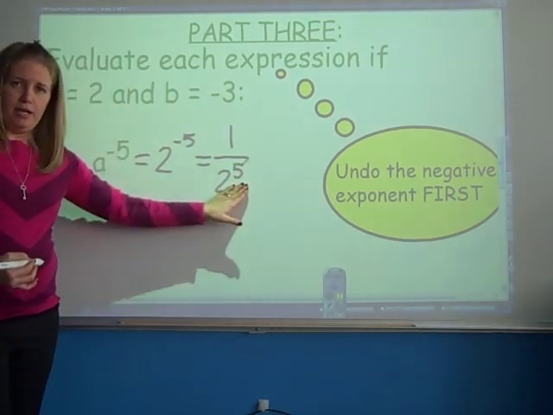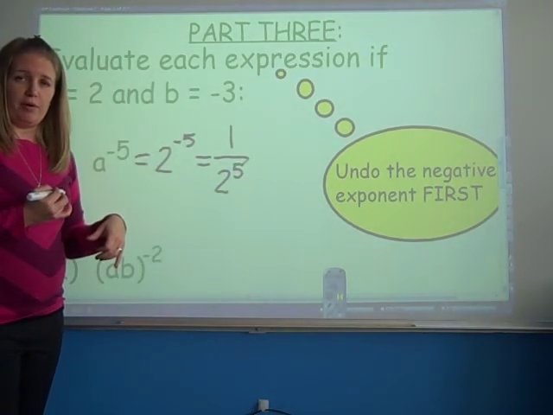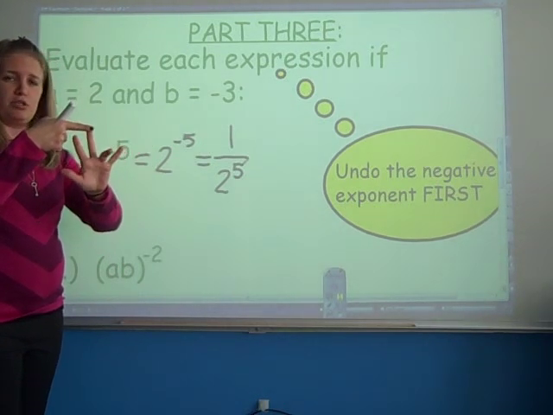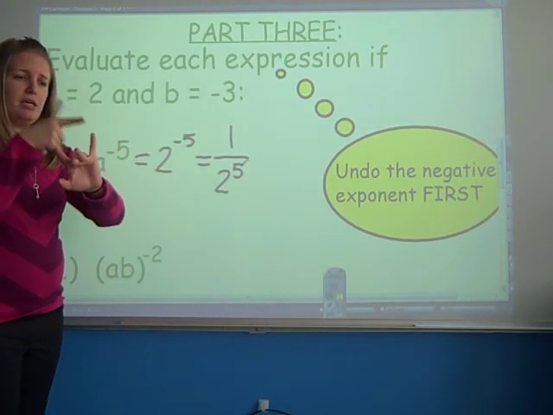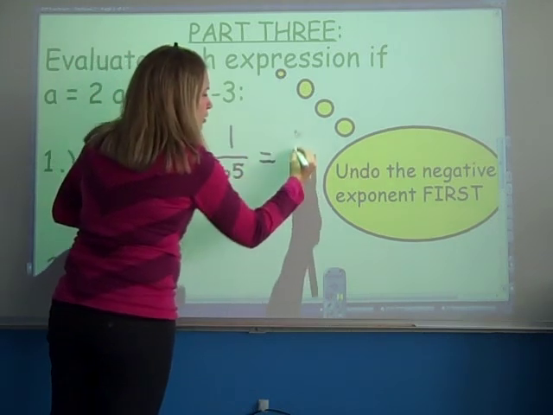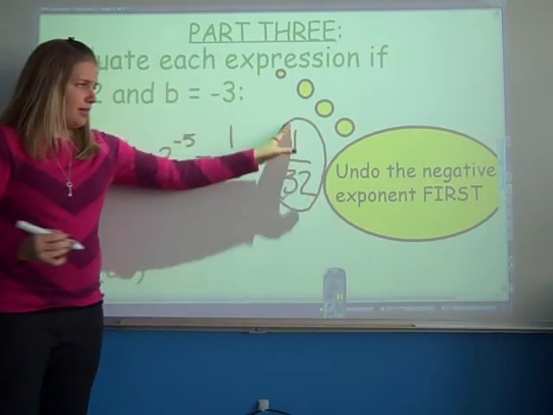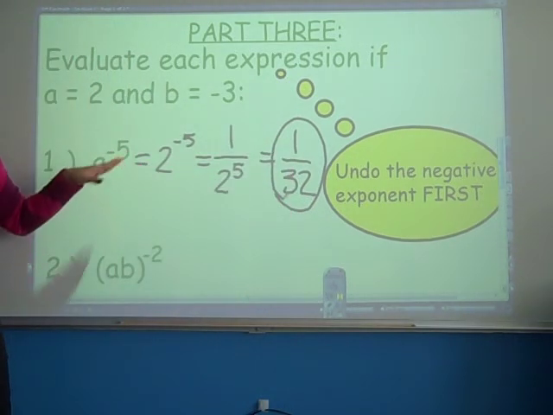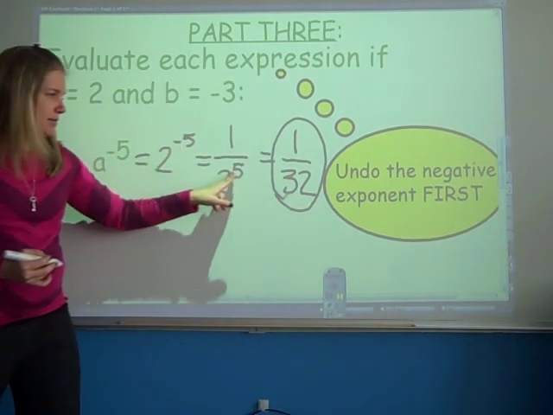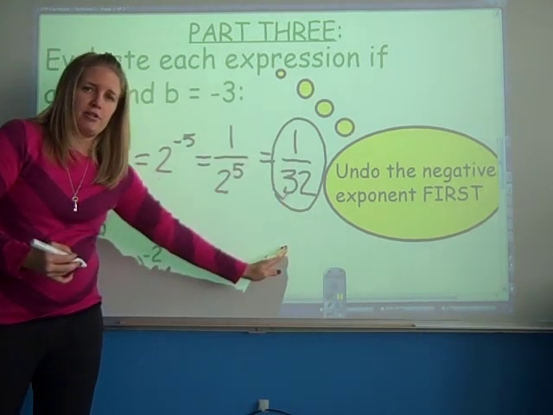Now it's positive. Now I can evaluate 2 to the 5th power, which means 2 times 2 is 4, times 2 is 8, times 2 is 16, times 2 is 32. 1 over 32. I cannot simplify anything else. That is my answer. Okay. Notice my negative exponent did not make this a negative number. It just made it a fraction.